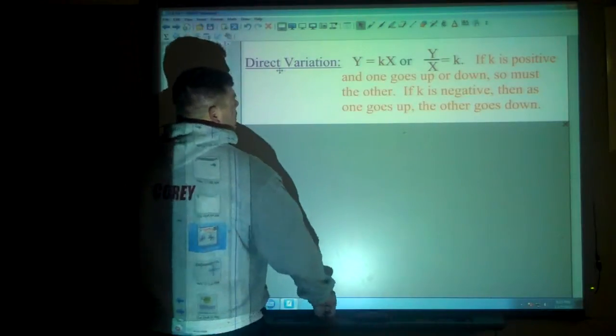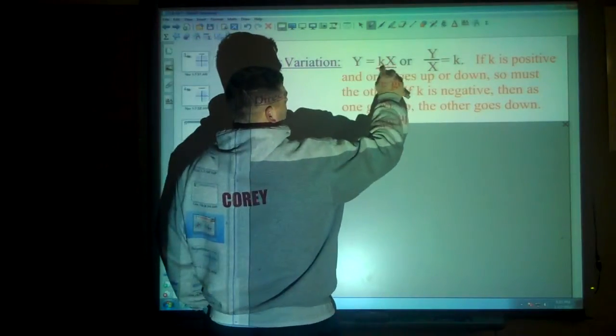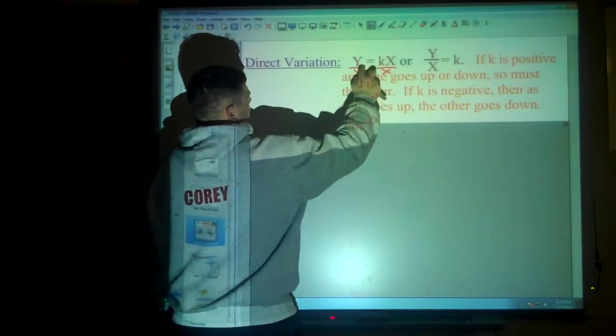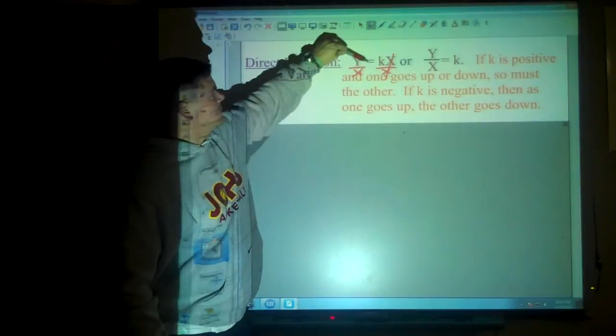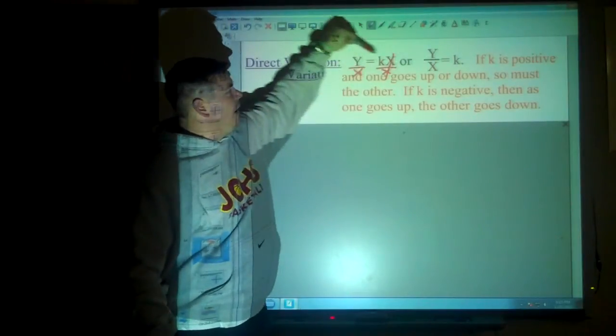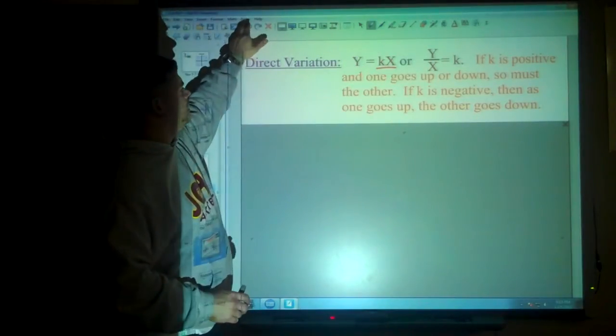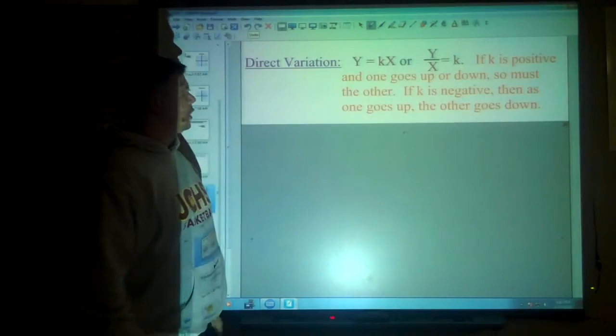Now here's how that worked. If you wanted to get k alone, you'd have to divide by x. What you do to one side, you have to do to the other. So the x's would cancel out, and there's your y over x is equal to k. So this is just a variation of the exact same formula, so it depends on what you're looking for.